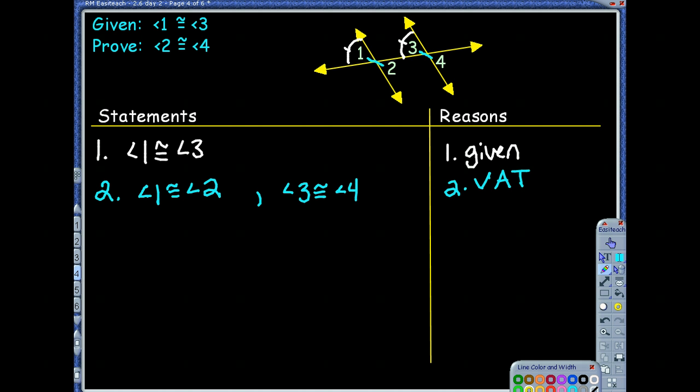So now let's go back to our given. Okay, so here's what I'm thinking. I can just go ahead and say angle 2 is congruent to angle 4, right? Why do you think that? Well, transitive. Okay, because you're seeing the 1 in the original statement, and you're seeing the 3 in the original statement. So, yeah. But transitive would only work if you have 2 statements that are congruent to the same thing, then they're congruent to each other. Okay.